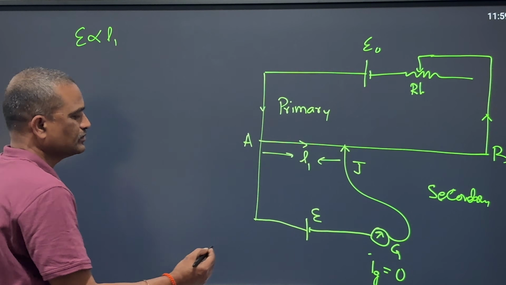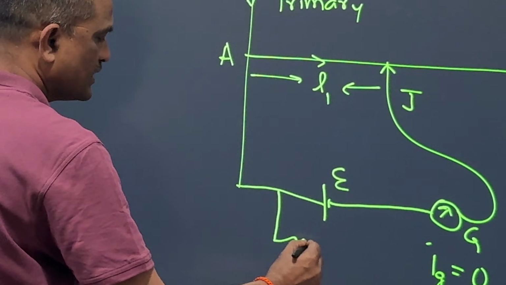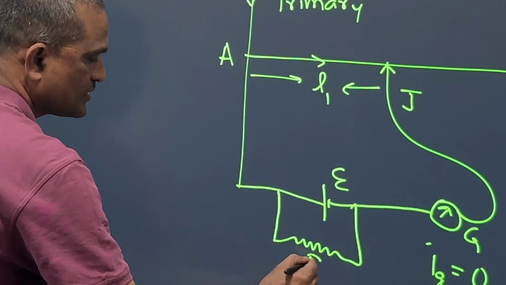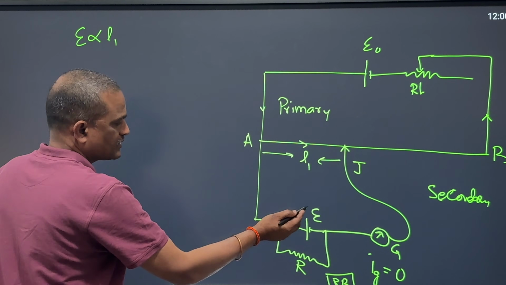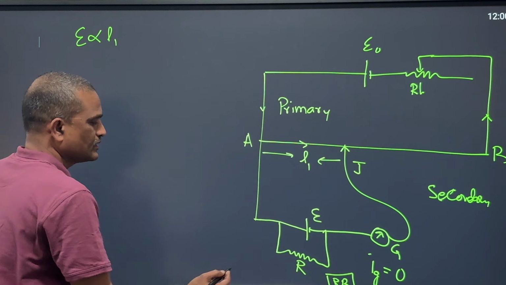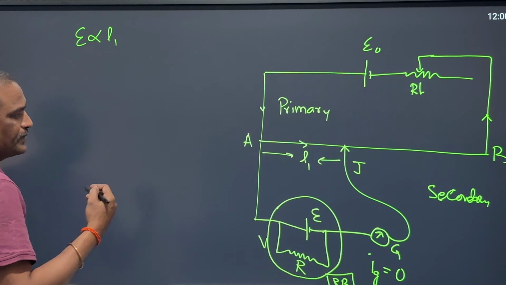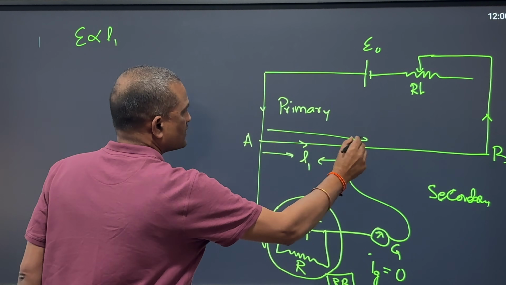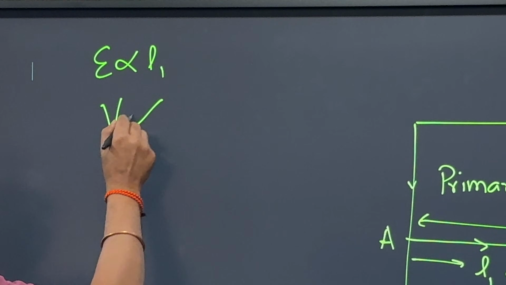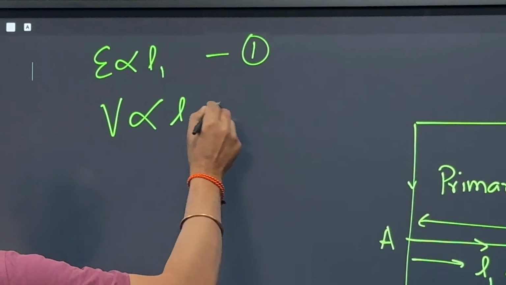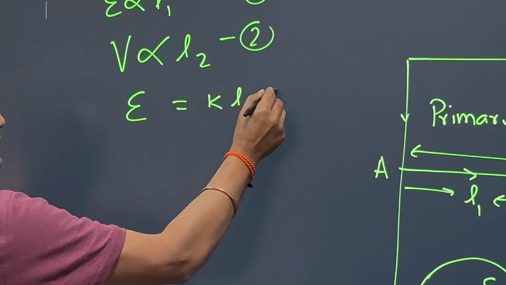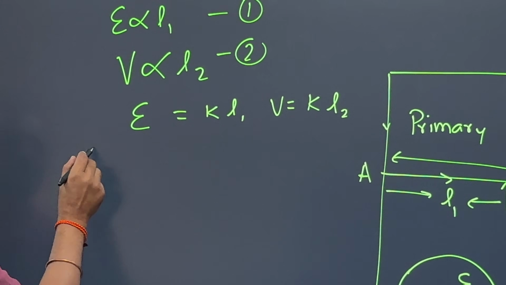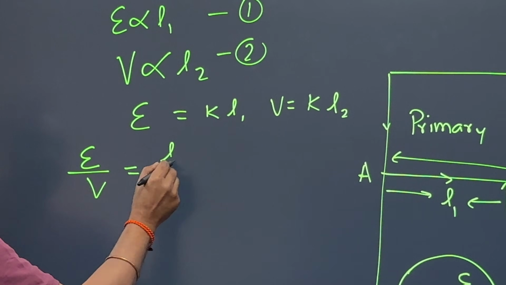Next step, I connect a known resistance in parallel to the unknown electric cell. Let us say the value of this known resistance is capital R. Because of the combination of the electric cell and the external resistance, the potential will be V. Now repeat the same experiment, move the jockey from left to right till another balancing length L2 is obtained. So V is proportional to L2. So these are the two equations, written as E is equal to KL1 and V is equal to KL2, where K is a proportionality constant. Divide one over the other. So this is E by V is equal to L1 by L2.